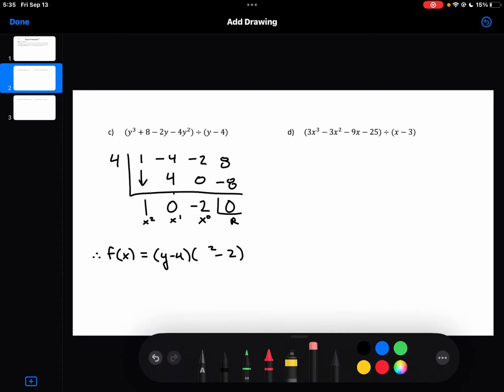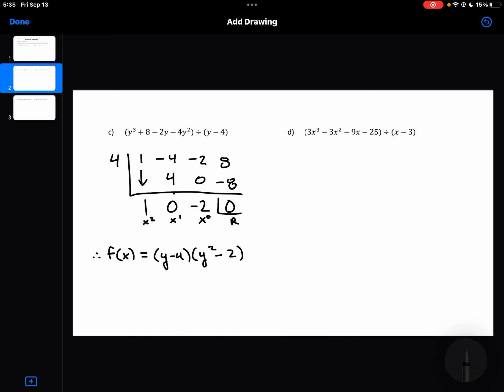And since my variable is y, I should probably use y for my answer here. And I'll just change these to y's. There we go. So now you can see that we factored my cubic polynomial. I really have two factors here. I've got a linear factor and a quadratic factor.